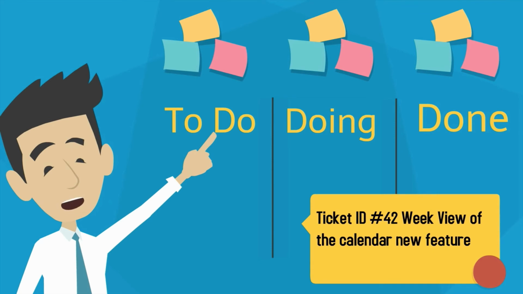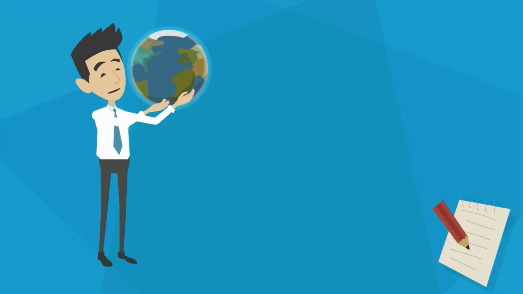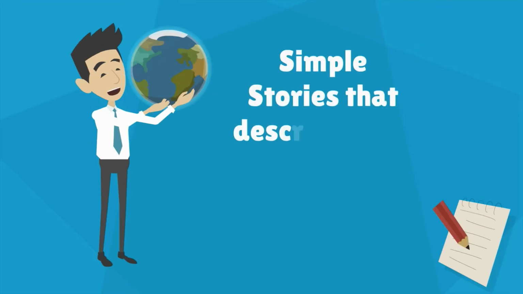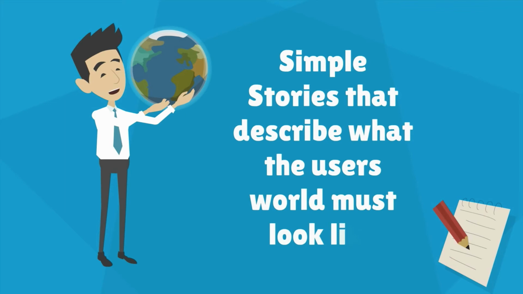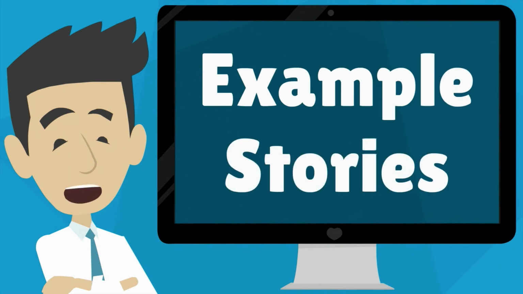Visualizing the state of various pieces of work can be done in software or even on a wall with sticky notes, but in this video, we want to concentrate just on how to represent the units of work. A good approach is to represent the work through simple stories that describe what the user's world must look like in order to mark a story as complete. Here are some example stories using a typical story template.